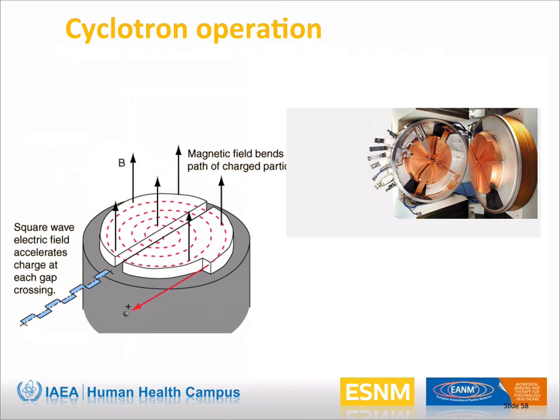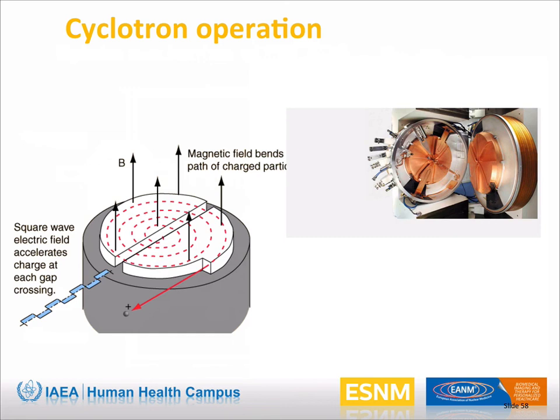H- is pulled out and accelerated by a high-frequency alternating voltage, and its motion is bent into a curved trajectory by a perpendicular magnetic field. The H- speeds up each time it crosses the electrical field. Because of the acceleration, the kinetic energy is increased gradually, and the perpendicular magnetic field causes H- to travel in a spiraling horizontal path.